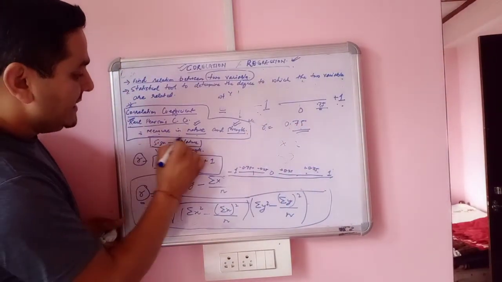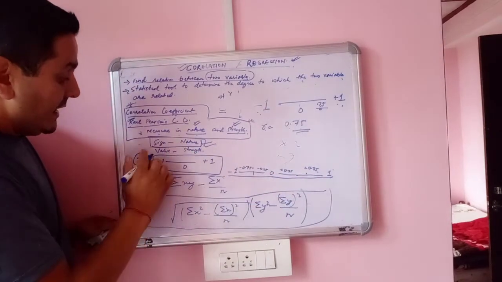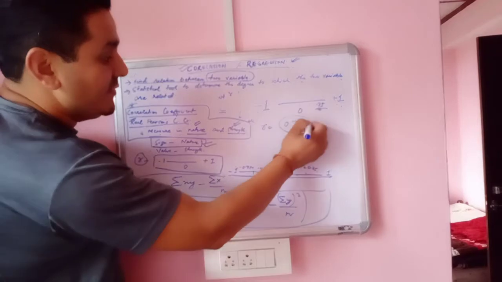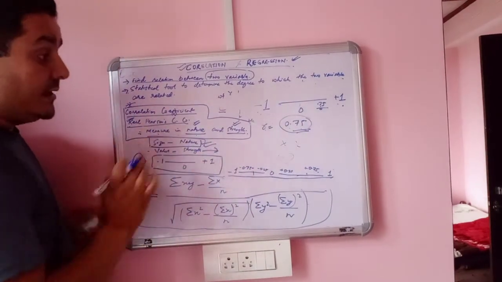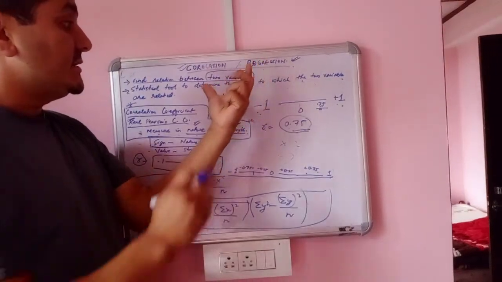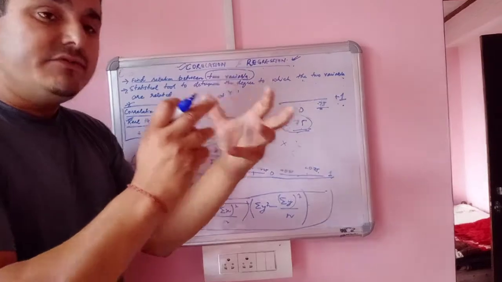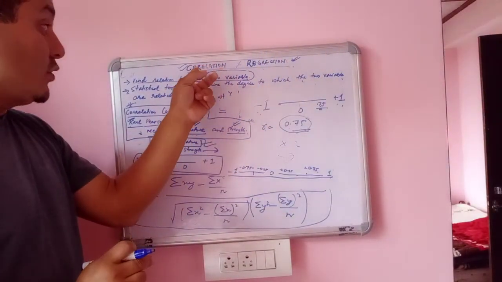So the sign, if it comes positive, means it gives the nature in which it's related, and the value, whatever comes, say 0.75, gives the strength. Okay, in a simple way, correlation is a statistical tool to see whether there is any kind of relation between the two variables.